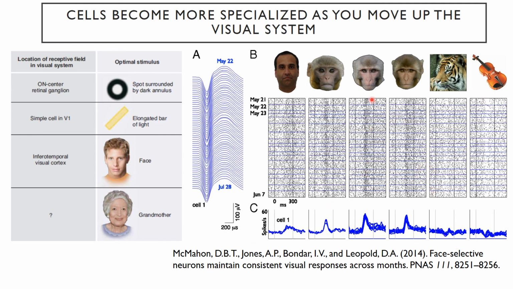And not only are they specific to faces, they are specific to faces consistently over time, over a period of weeks. This one particular neuron is sensitive to faces over weeks. So face selective neurons maintain constant visual response across not just weeks, but months.